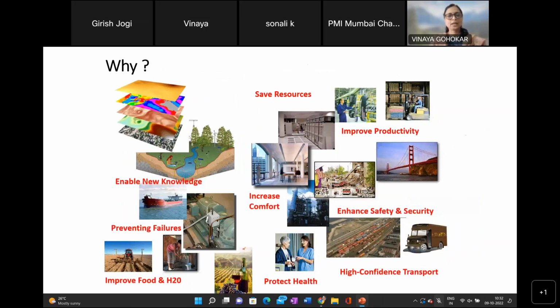Now, definitely the next question comes: why do you need IoT, or what is the requirement of the Internet of Things? IoT has many reasons: enabling new technologies or new knowledge, saving resources, improving productivity. Increased comfort is definitely one of the basic reasons for which every technology works. Protecting health: in the last two years, we have seen many applications coming in the domain of healthcare which are IoT based. Enhancing safety and security, and high confidence transport.